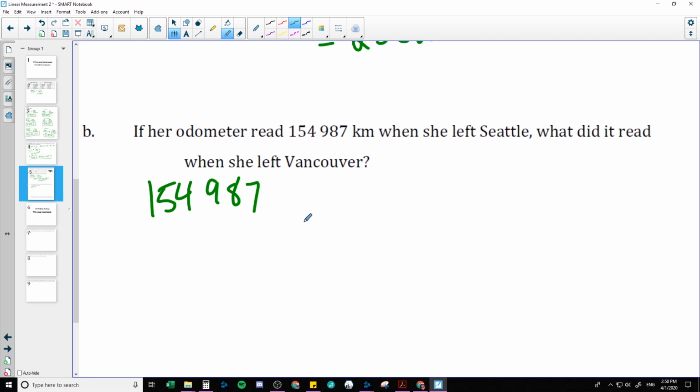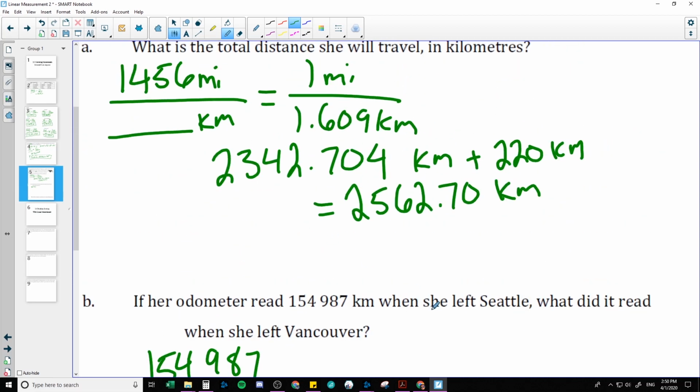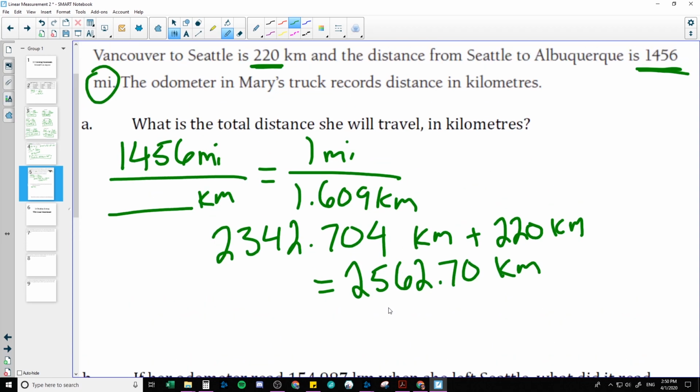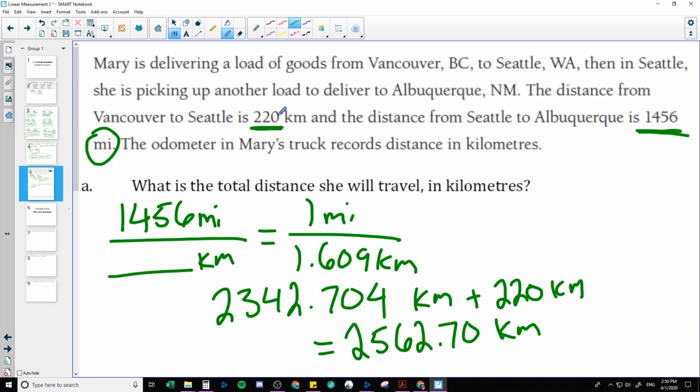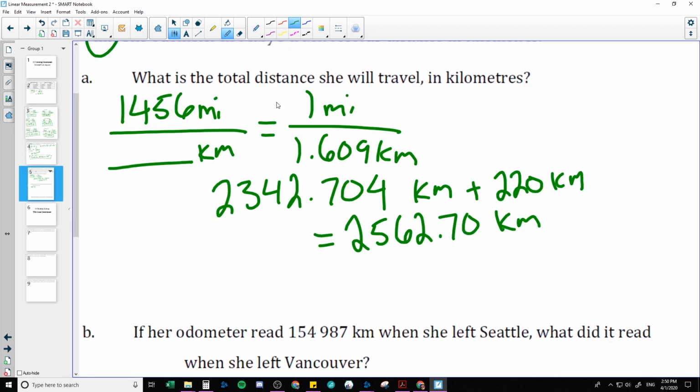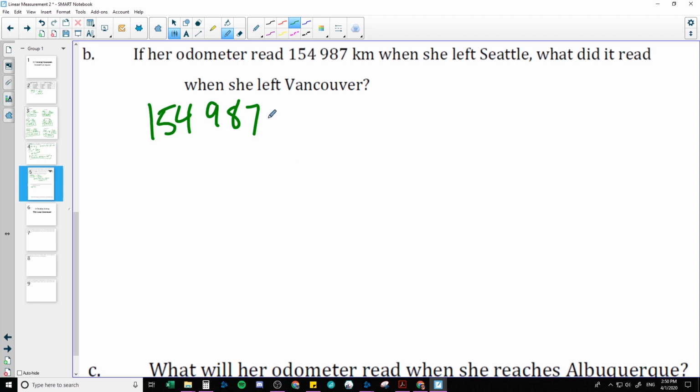Now, what do we have to do with this? Well, what distance was she traveling when she left Vancouver? When she gets to Seattle, she's traveled 220 kilometers. So what we need to do is subtract 220 kilometers, because she's already traveled to Seattle when her odometer looks like this. So we need to subtract it in order to figure out how many kilometers were on her odometer before she had left in the first place.